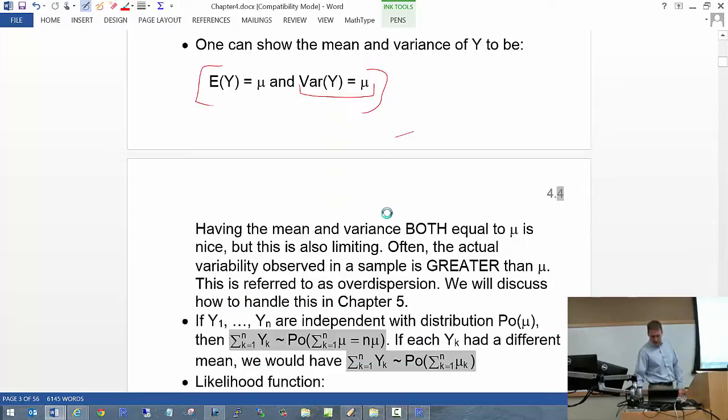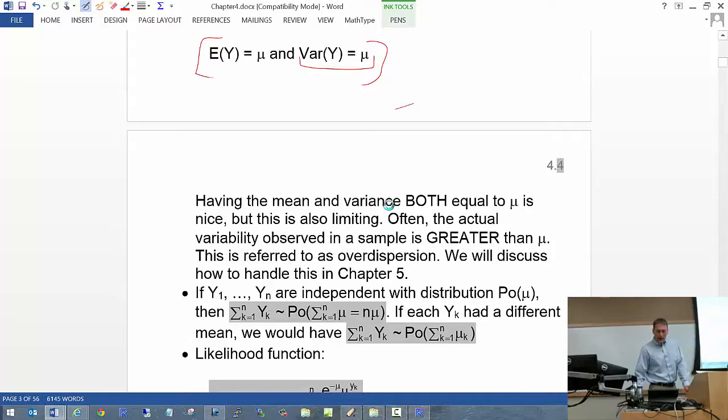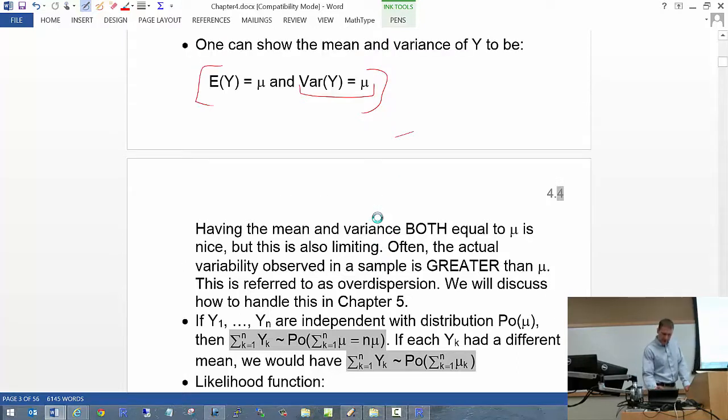Yeah, actually I do mention it here. What can often happen is that your observed sample variance can be greater than your sample mean. And what that means is that you are actually observing more variability than what you would expect if this Poisson distribution actually held for your data. That's what's called over-dispersion. The word dispersion often means variability. Over means, well, more than what you would expect. And so we're going to have to look at ways to account for over-dispersion, and we'll hold off on that until Chapter 5.